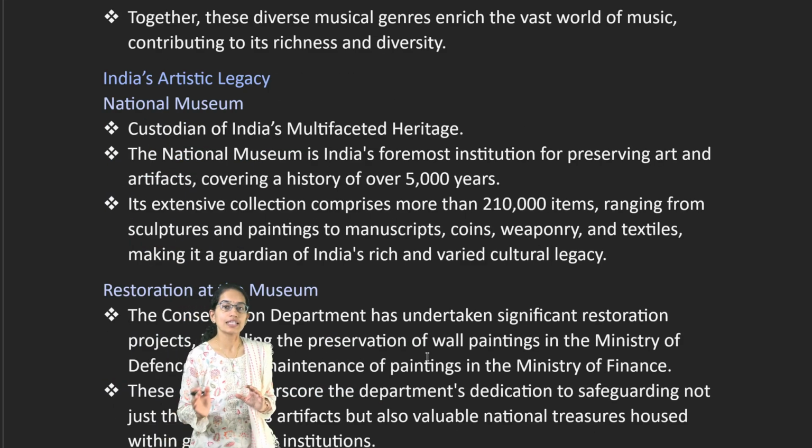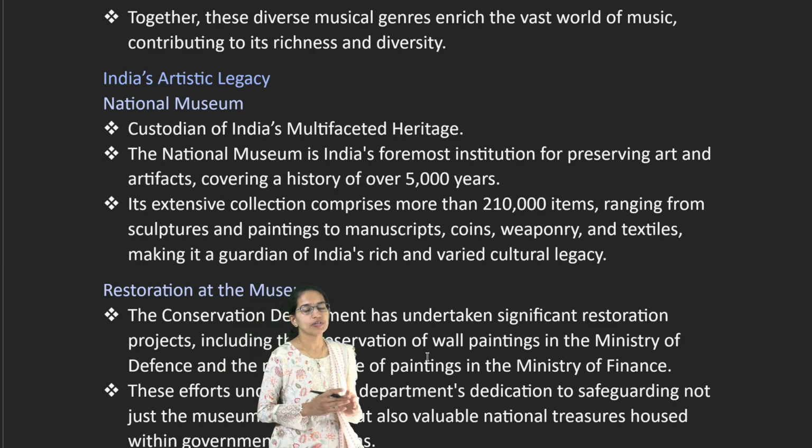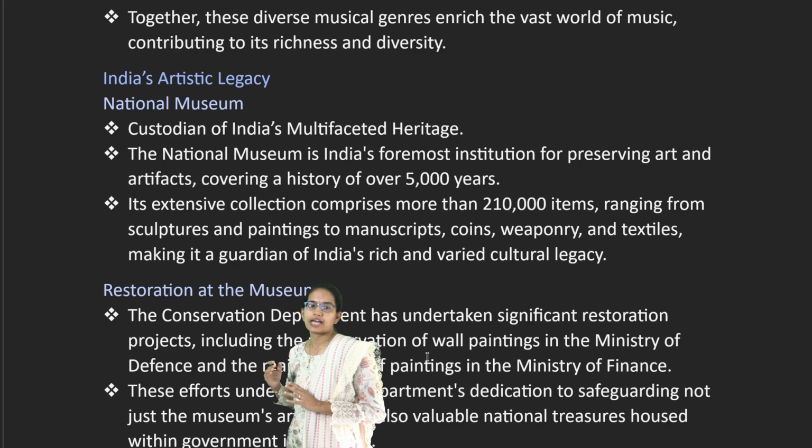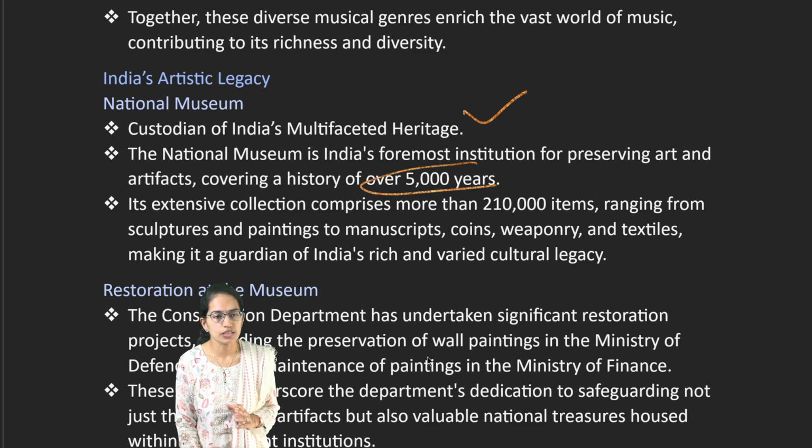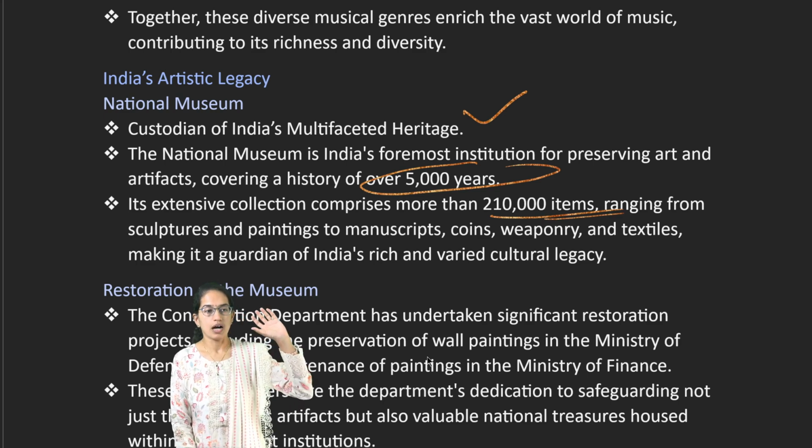The next, under the artistic legacy, we have the National Museum. Now National Museum is a custodian of India's heritage. It covers nearly 5,000 years of history, and has more than 2 lakh items which are part of the museum.